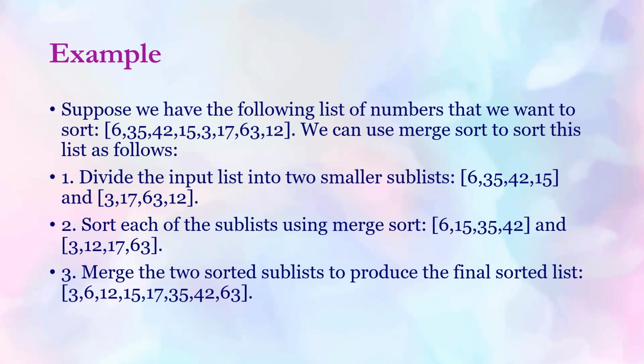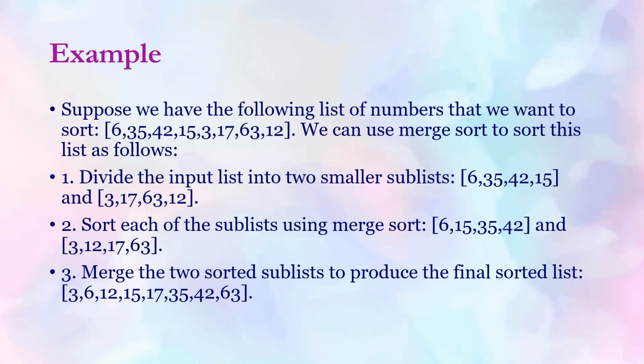Now I'm going to divide this into two, roughly, not exactly. I'm going to have 4 elements in one list and another 4 in another list. As you can see in the second step, I have 6, 35, 42 and 15 in one list, 3, 17, 63 and 12 in another list. I'm going to call these two different sublists. Now I'm going to internally do the sorting within these two separate lists.